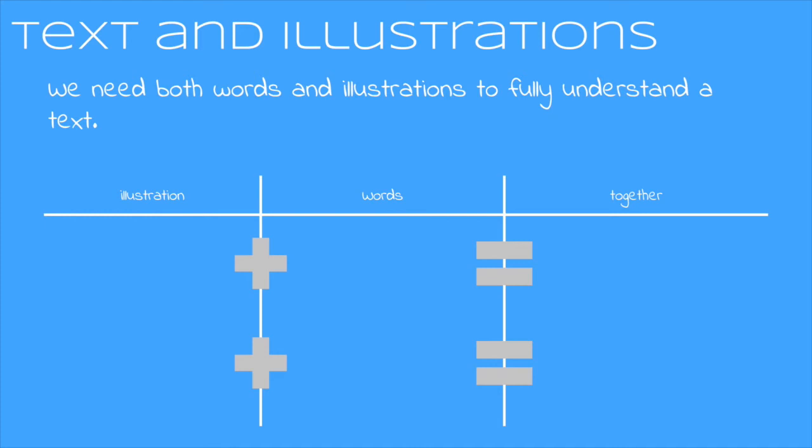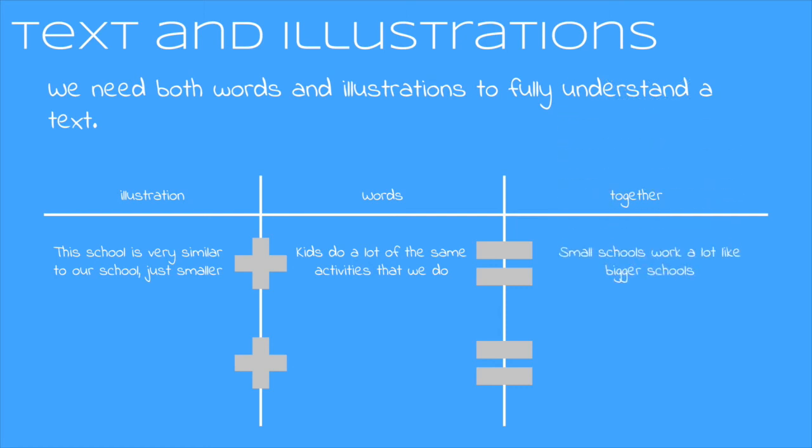Let's take a look at the first illustration. We already talked about this in the last video, but take a moment to think, what is this illustration really telling us? The illustration tells us that this school is very similar to our school, just smaller. And if we look at the words, we'll learn that kids do a lot of the same activities that we do at this school. So together, those two things tell us that small schools work a lot like bigger schools. And now we've combined the illustration and the words to fully understand what they're saying together.